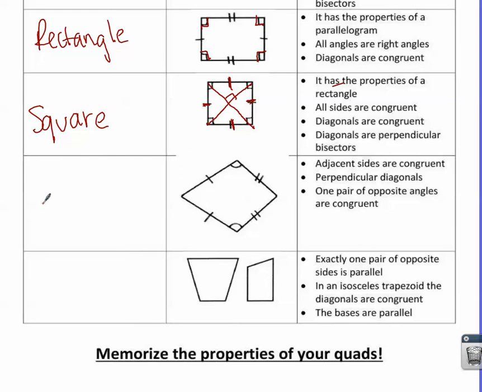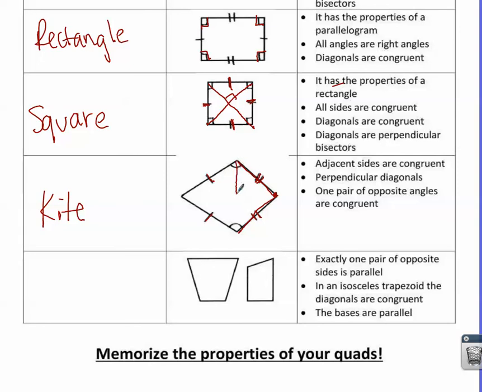You also have a kite. This is what a kite looks like. You can think of a kite that you fly in the sky. Adjacent sides are congruent. Remember, adjacent means you have 2 lines that connect to a point. So these 2 lines are connecting to a vertex here. So these are the ones that are congruent. And then back here, these 2 are congruent.